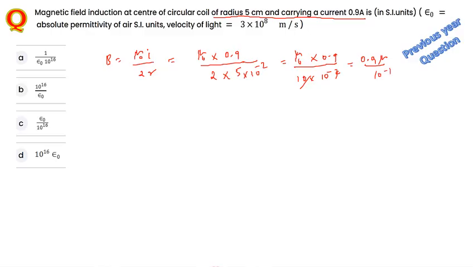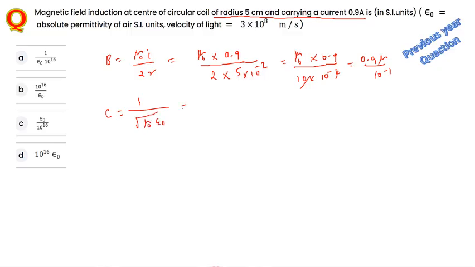Now, the answer is not there yet, so we are going to find the relationship between mu naught and epsilon naught. Additionally, they have given the velocity of light. From this, c is equal to 1 divided by the square root of mu naught epsilon naught.